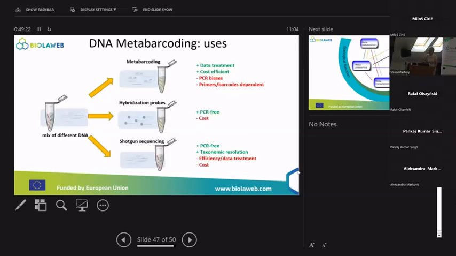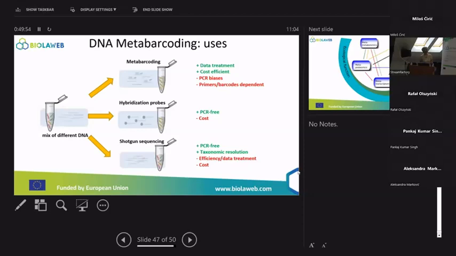Just to show you very briefly, this is not the topic here, but there are also other DNA approaches, other than metabarcoding, that you can do from a DNA sample, a mix of different DNA that you have extracted. You can process metabarcoding, of course, but you can also have probe hybridization or shotgun sequencing. And each of these approaches has its advantages and drawbacks.